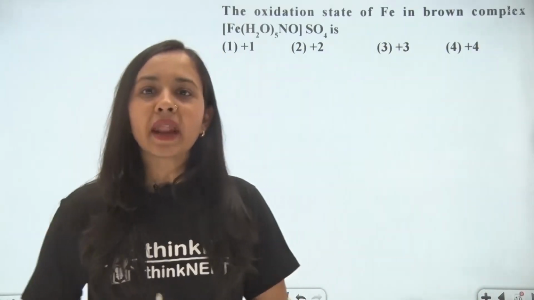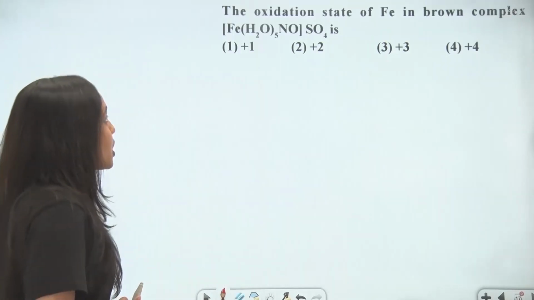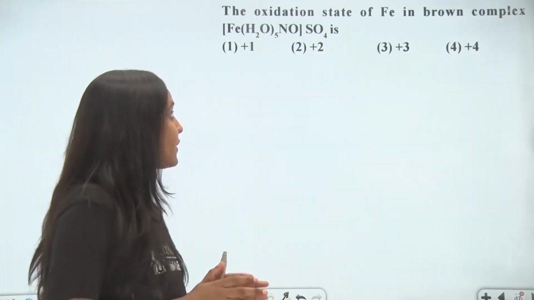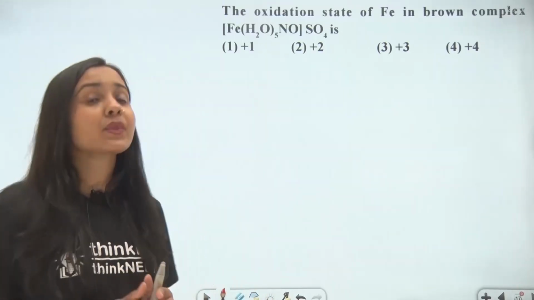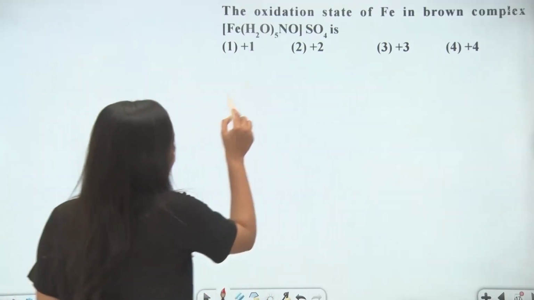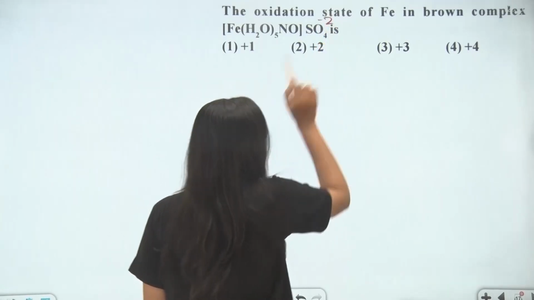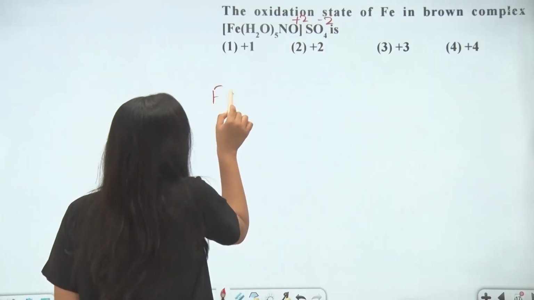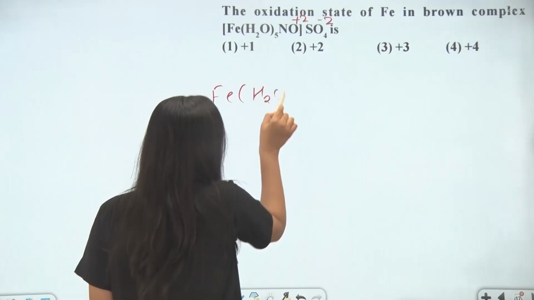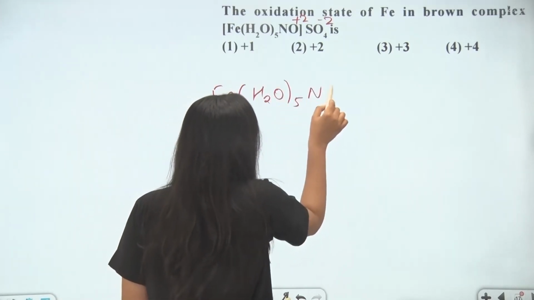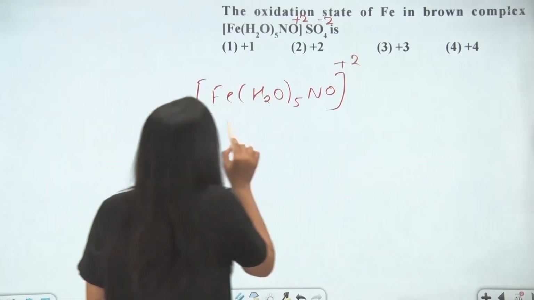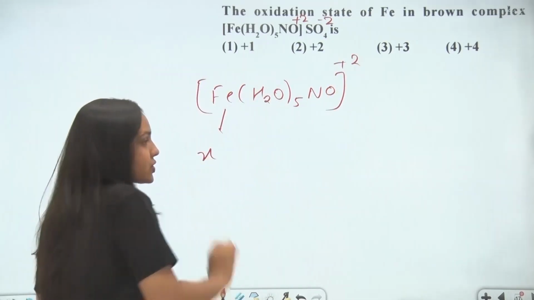Hello dear students, our next question is, the oxidation state of iron in brown complex [Fe(H2O)5NO]SO4, right? Student, in this complex SO4 has -2 oxidation state. That means the complex ion has +2 oxidation state, right? So iron, H2O5NO, and this complex has +2 oxidation state. And here we have to identify the oxidation state of iron.